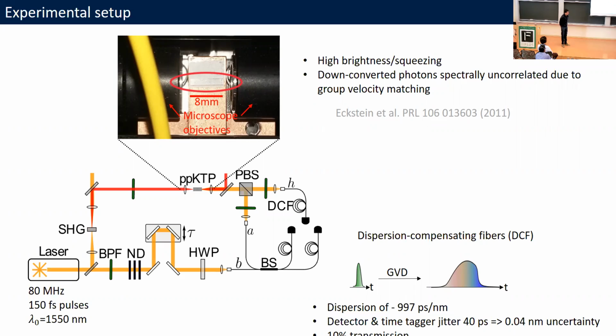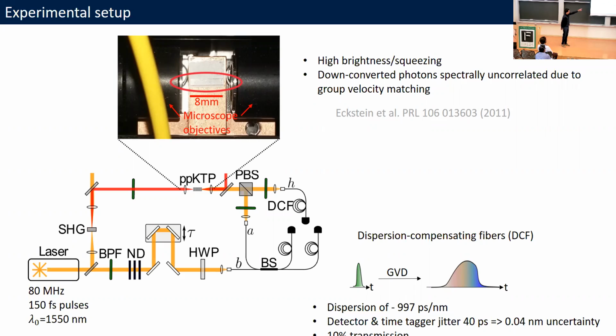The reason that we chose this source is because it's quite bright. And in particular, it has this property that the down converted photons are in principle spectrally uncorrelated. This comes from some group velocity dispersion engineering. There's been a lot of work exploiting this property of these waveguides, and we wanted to do phase sensitive measurements of the joint spectral amplitude to really confirm that this is exactly what's coming out of the waveguide.